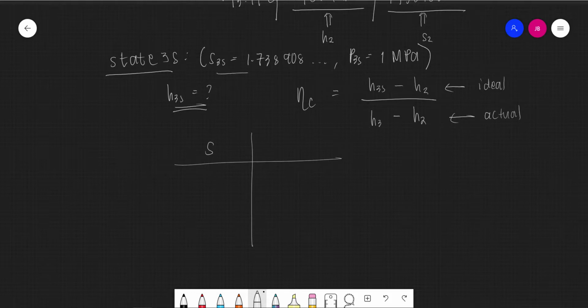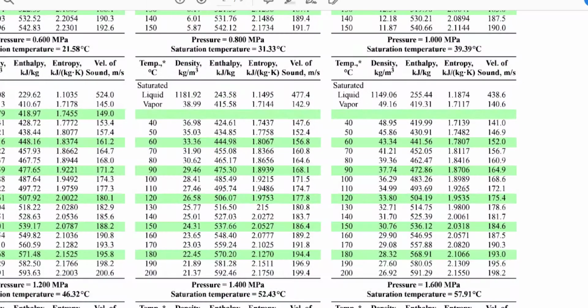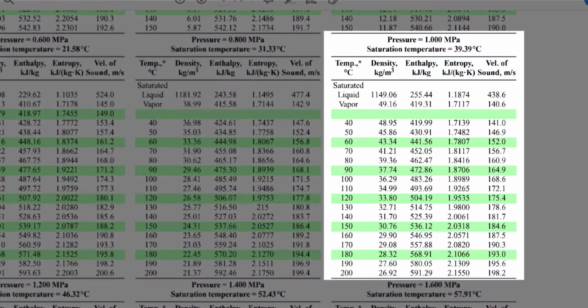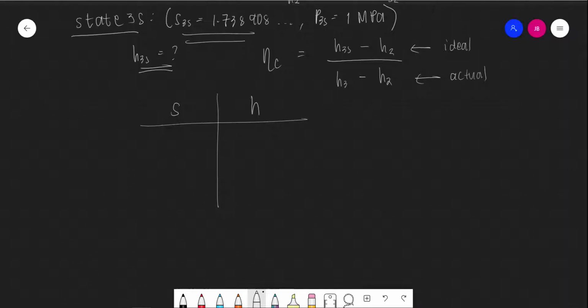We have our entropy as our known, and ang unknown natin ay yung enthalpy kasi si H3s nga yung ating hinahanap. So at 1 megapascal, our entropy that is equal to 1.73 so on appears to be somewhere in between these two values. So 1.7139 and 1.7482. So kakopyahin lang natin ito kasama yung kanilang corresponding enthalpies which are around 420 and 431.